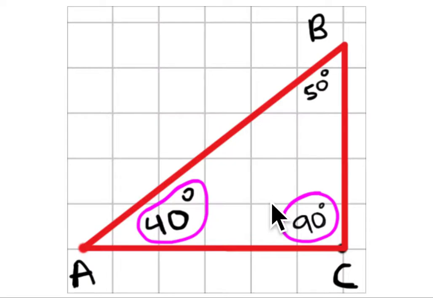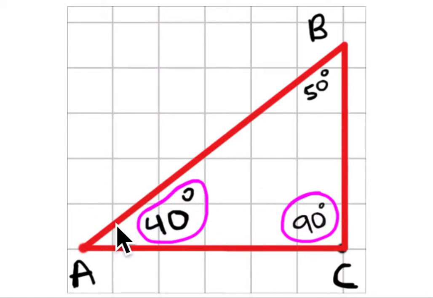Then it says, make a right triangle with a 40-degree angle. So I can only think of one way to do that, because if this angle is 90 degrees and this angle has to be 40 degrees, that forces that third angle to be 50 degrees. It cannot be anything else.